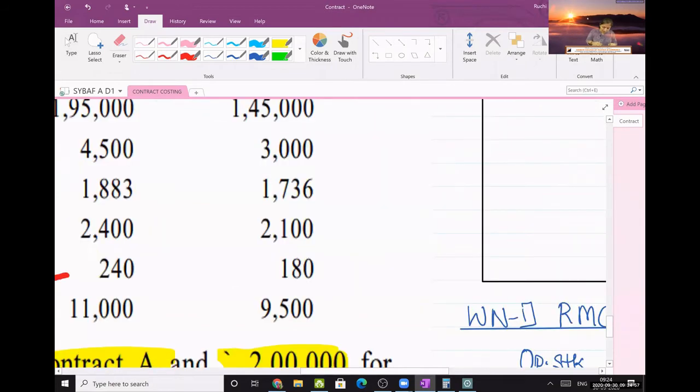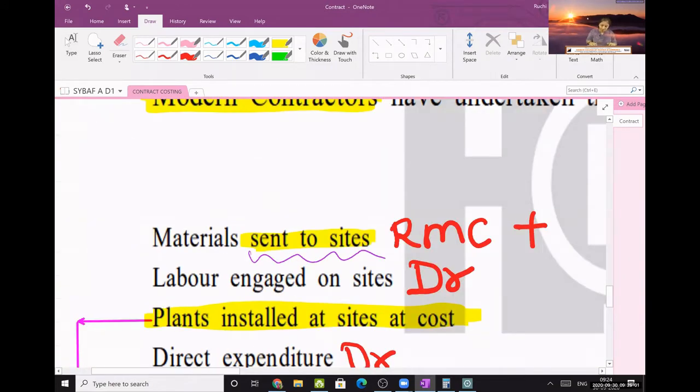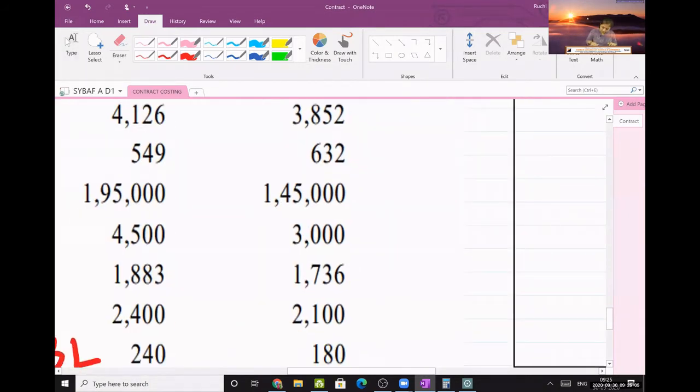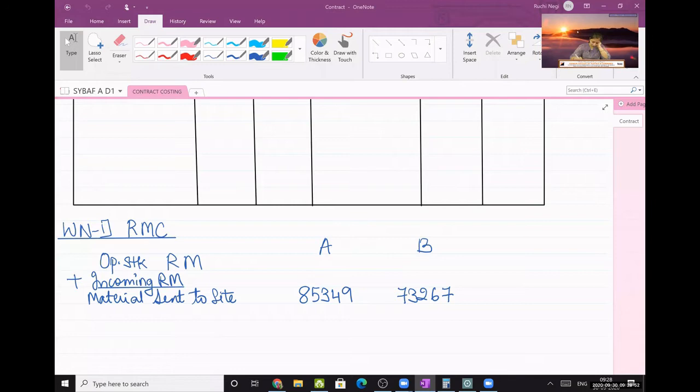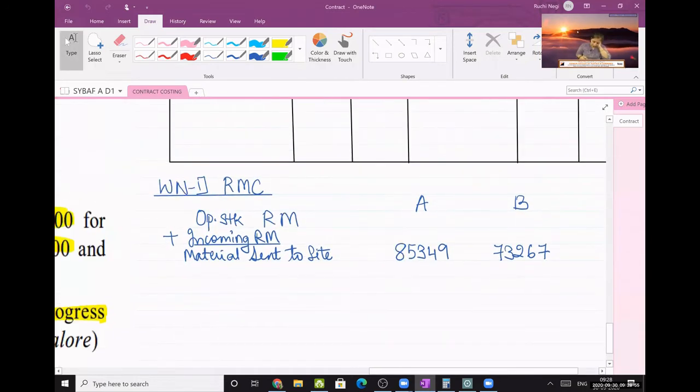Let's see what do I have in incoming raw material. Yeah, I have this material sent to site. We'll calculate for A and B together. That's our method. Next, 85349 and 73267. Okay.